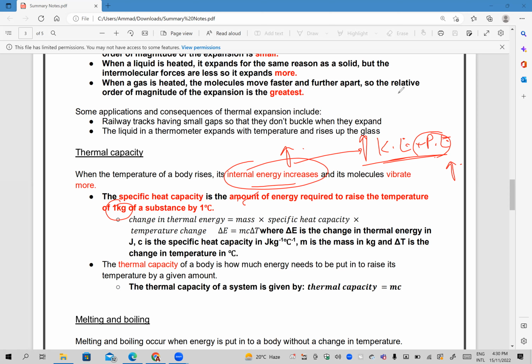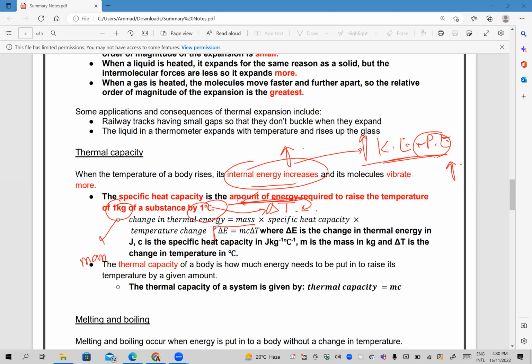The difference is when you're given different substances composed of different materials. In that case, you keep the mass constant and look at a temperature change, known as delta T, 1 degree Celsius. And then you see how much energy would be needed to achieve this change in temperature. So that is the change in thermal energy.